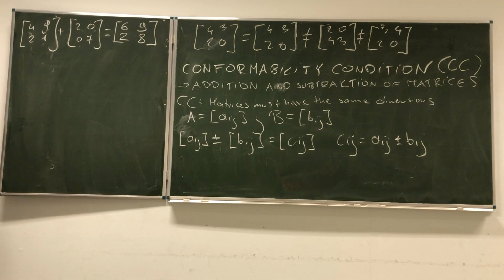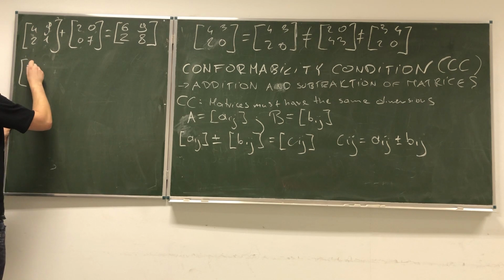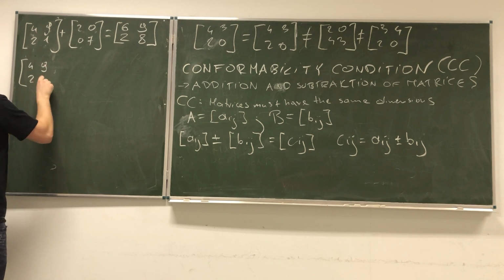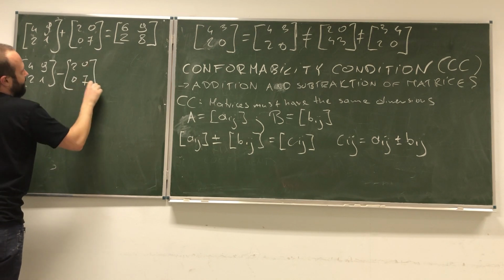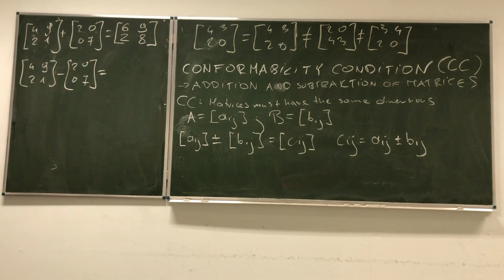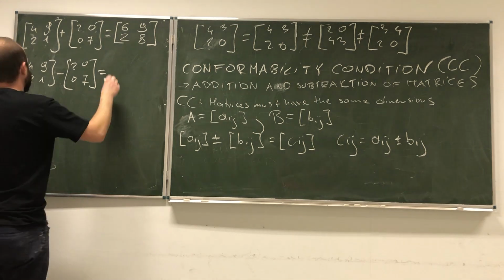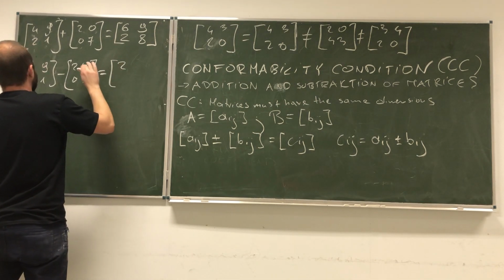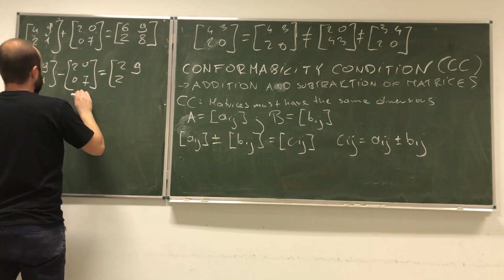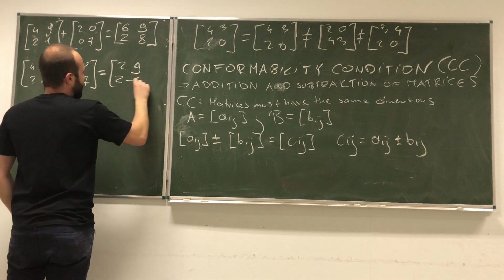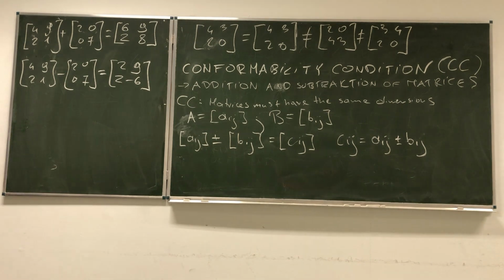And what if we would now like to subtract those matrices from one another? We proceed in exactly the same way. 4 minus 2 is 2. 9 minus 0 is 9. 2 minus 0 is 2. And 1 minus 7 is negative 6. And look, there's no more philosophy to it.